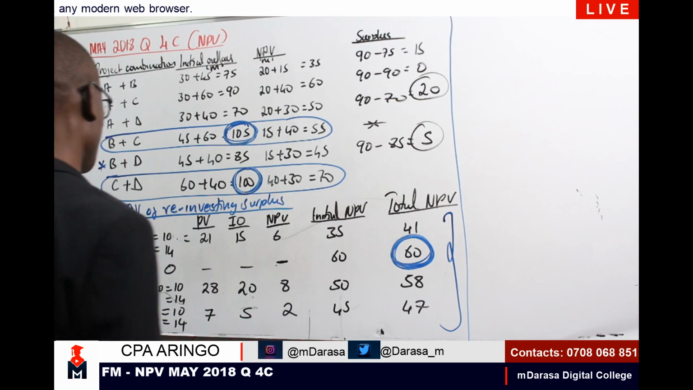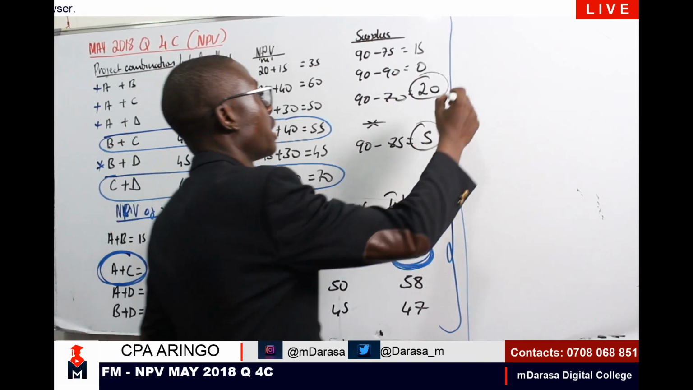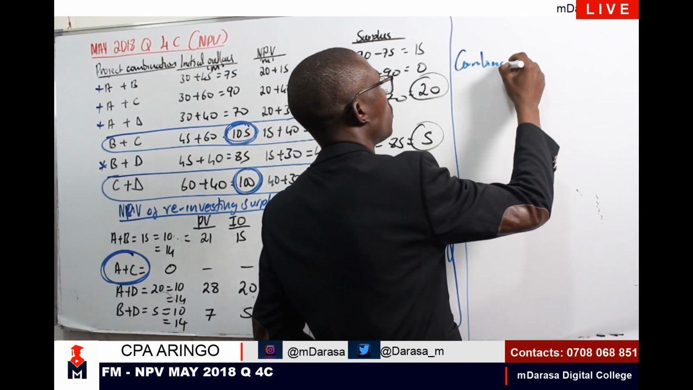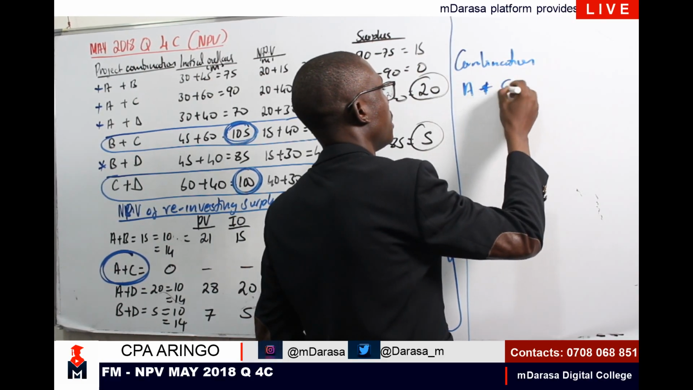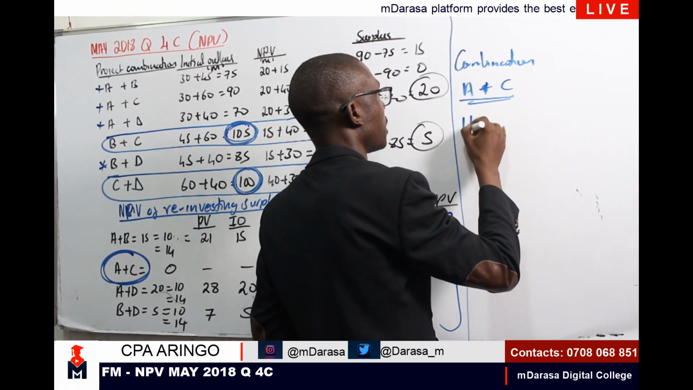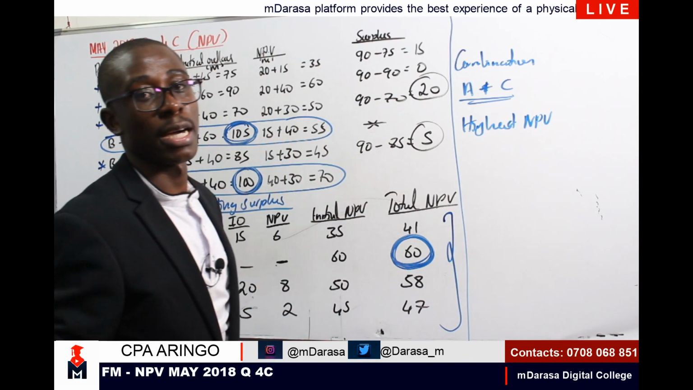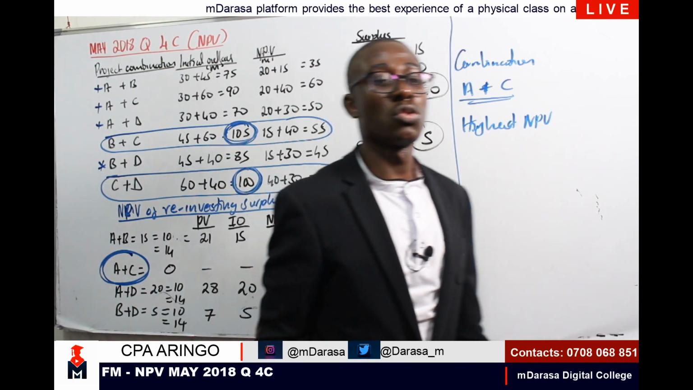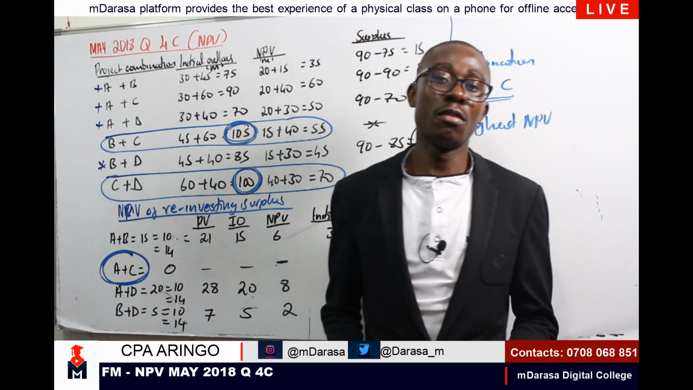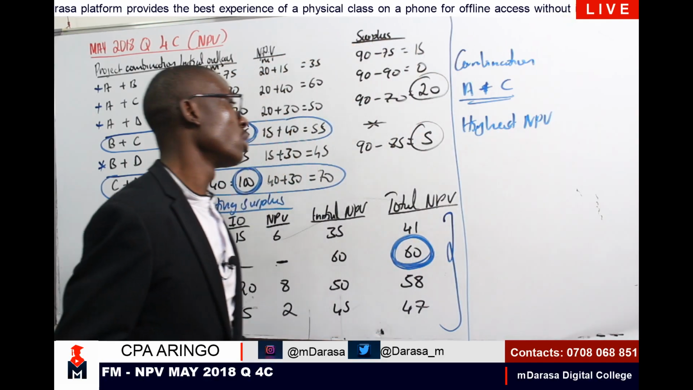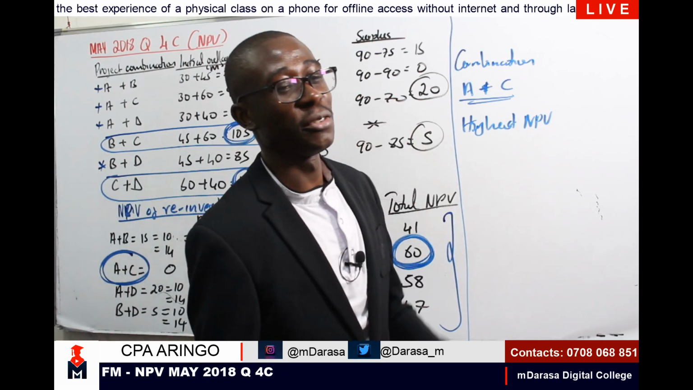Because that's where we're having the highest NPV. So the best combination, my good students, to invest in is A plus C, because at this point it will give us the highest NPV. And basically, that is what we are required to do in such an event. Remember, this is the concept of NPV, but they are bringing it in a whole different angle. So that is what will be required to do in that case, my good students.